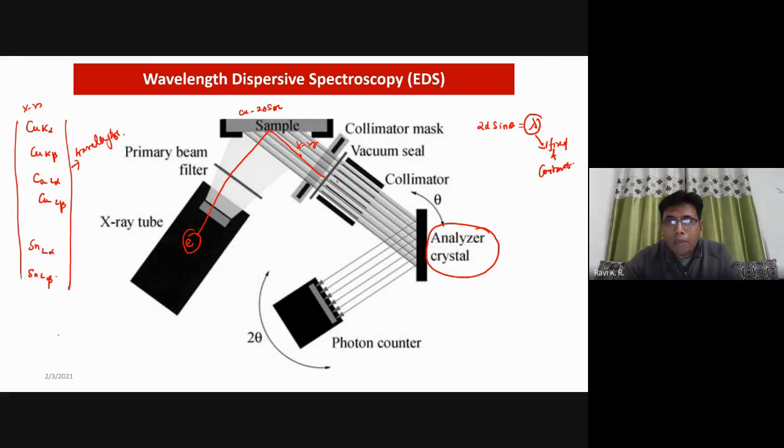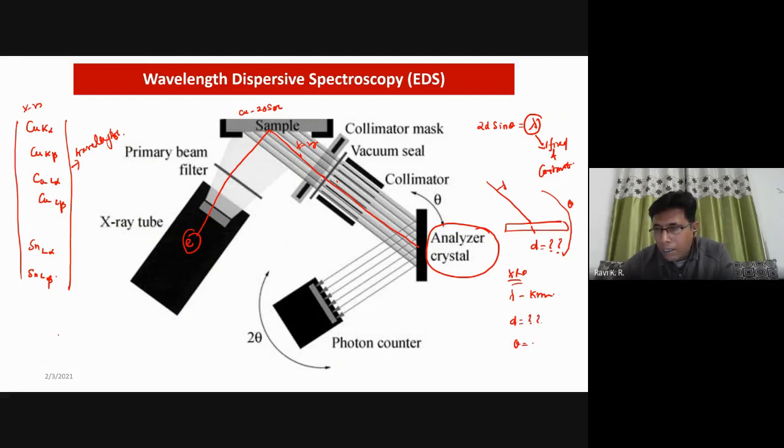Now you have an X-ray which is coming in. In X-ray diffraction, you have a known lambda and D is unknown. To get a Bragg condition, you vary theta. So you should remember that in X-ray diffraction, lambda is a known value, D is unknown, and what we vary is this theta value.